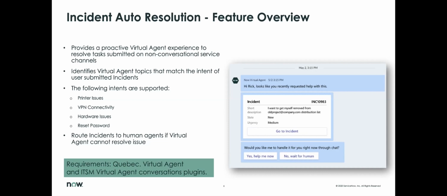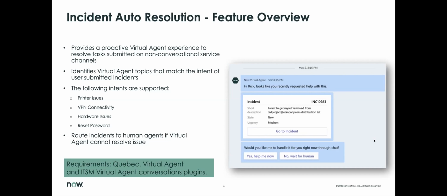Let's say you have users that are submitting incidents from traditional service channels, such as email or phone. What we find in our customers today is that a lot of incident tickets are created and driven mostly by those channels, phone, email, etc. So an incident gets created, and what's great about incident auto resolution is that it will look at that incident and determine, can a virtual agent resolve this issue without a live agent before it gets to a live agent? So the feature identifies a virtual agent topic that matches the intent of your users' submitted incidents.